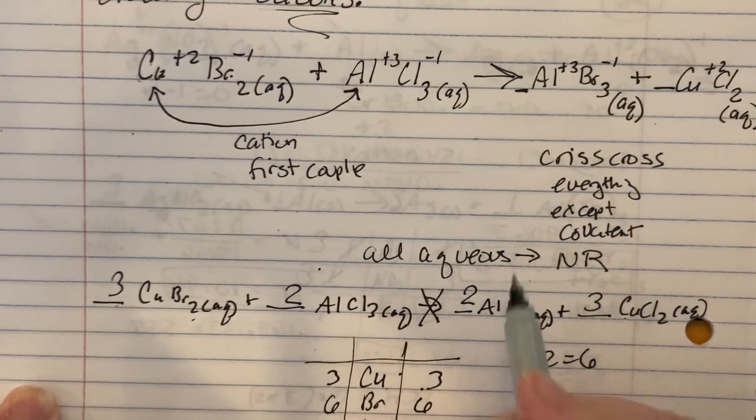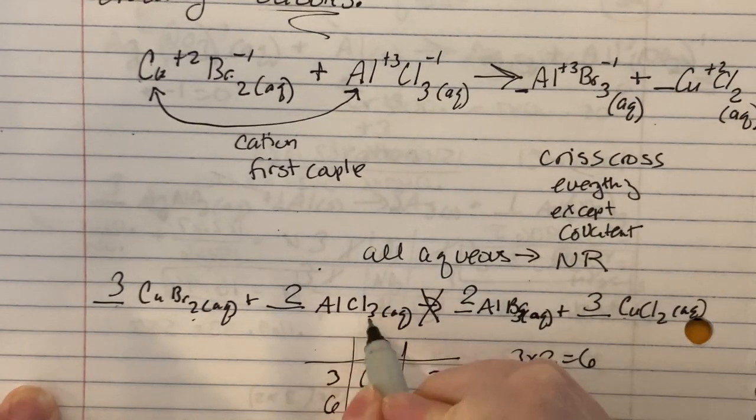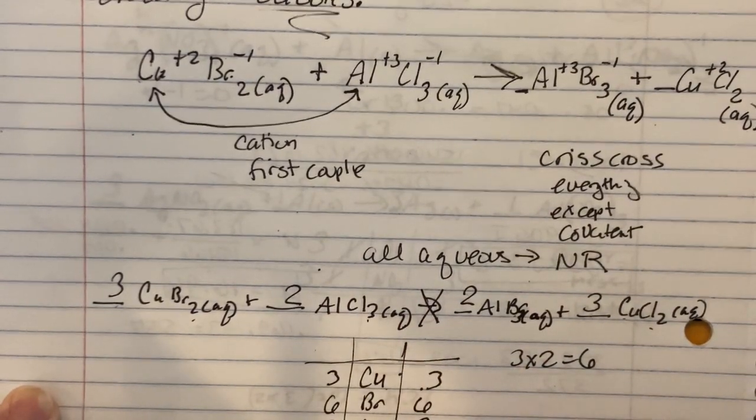Can't multiply. 2 aluminums, 2 aluminums, 6 chlorines, 6 chlorines. Conservation of mass is met.